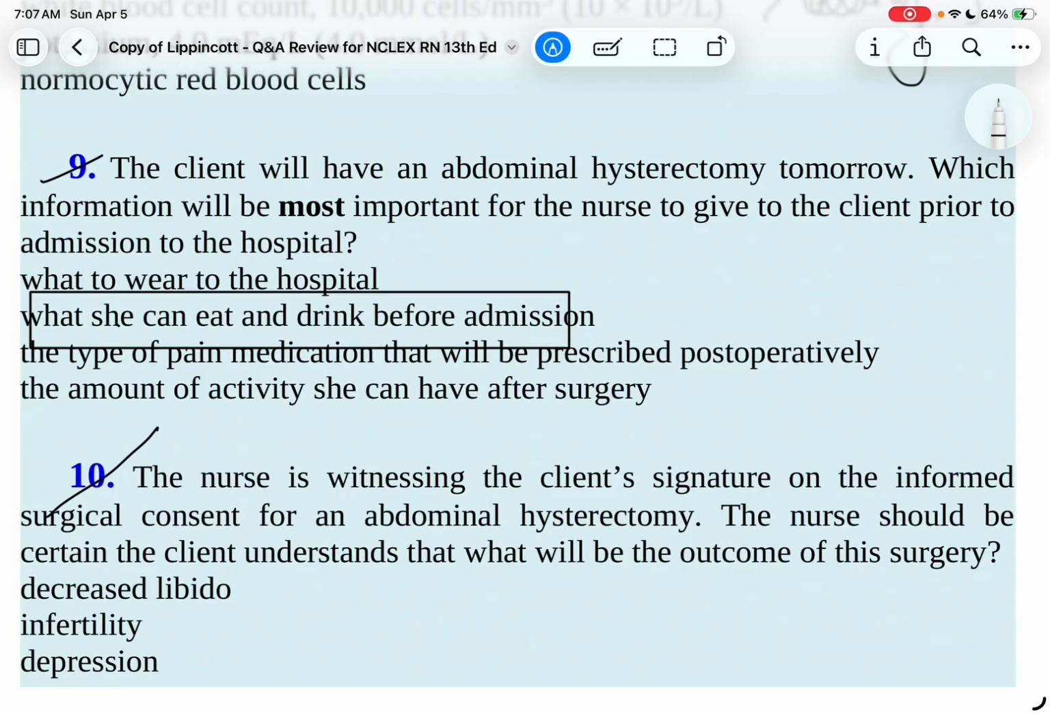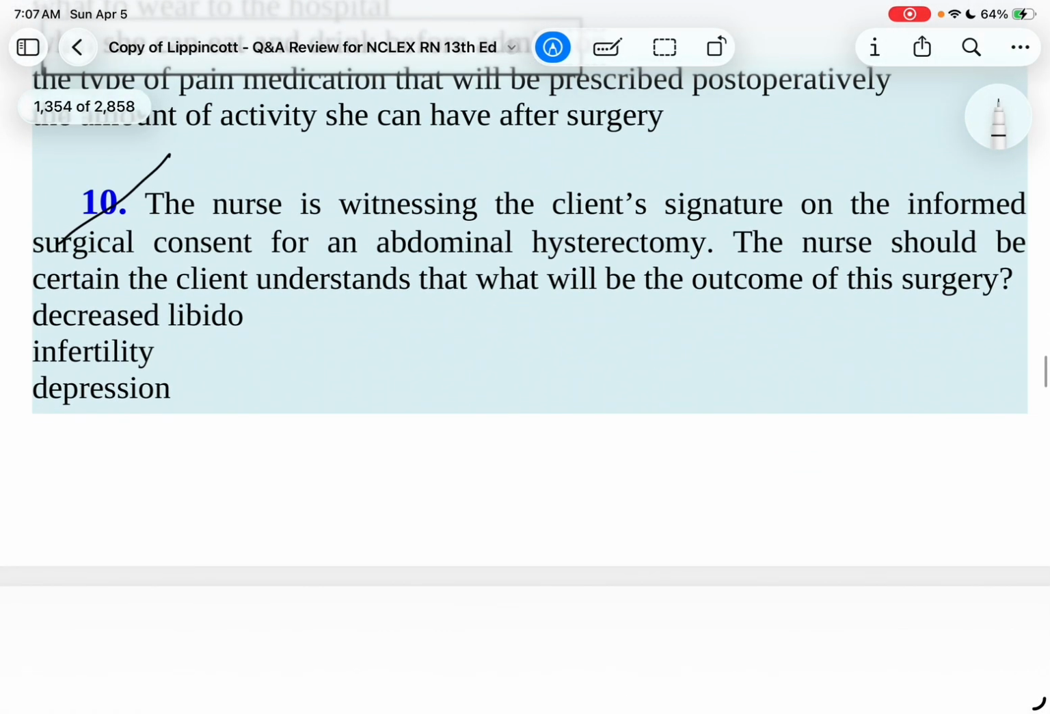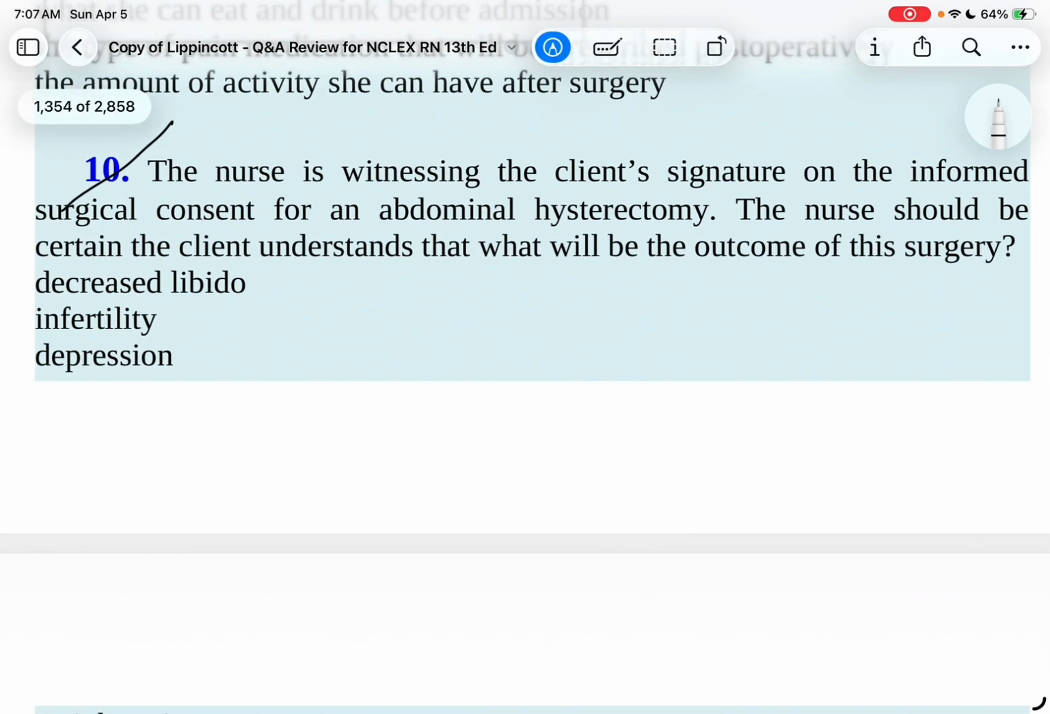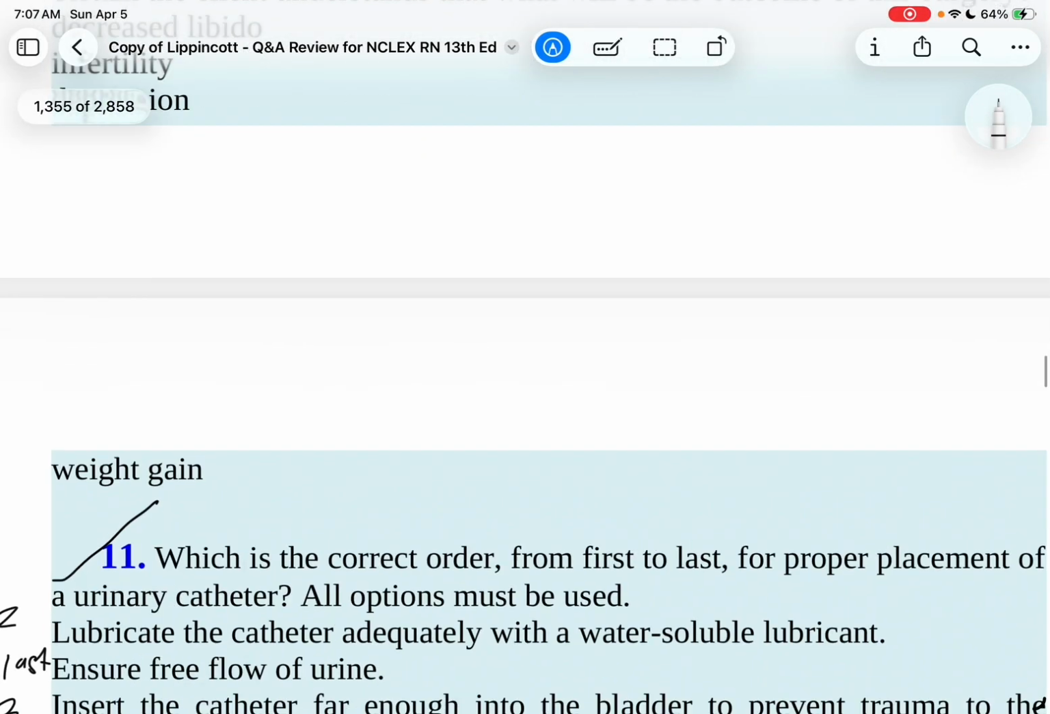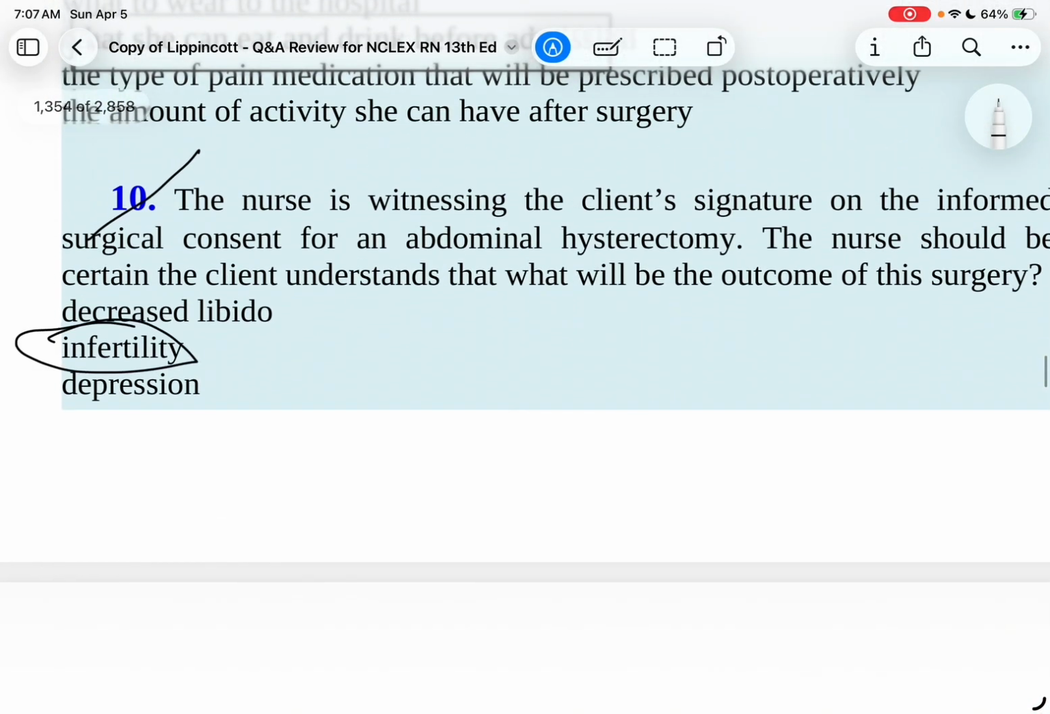The nurse is witnessing the client's signature on the informed surgical consent for abdominal hysterectomy. The nurse should be certain that the client understands the outcome of this surgery: infertility, because no more uterus means no more place for the baby and no more menstruation.